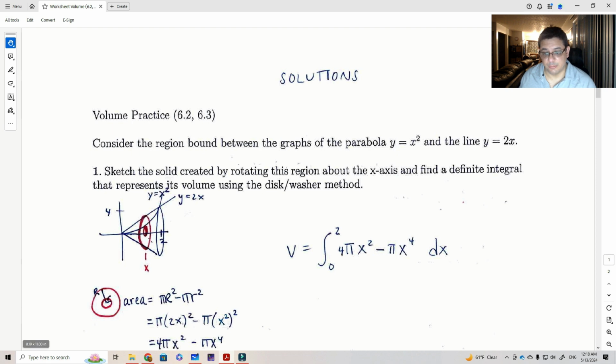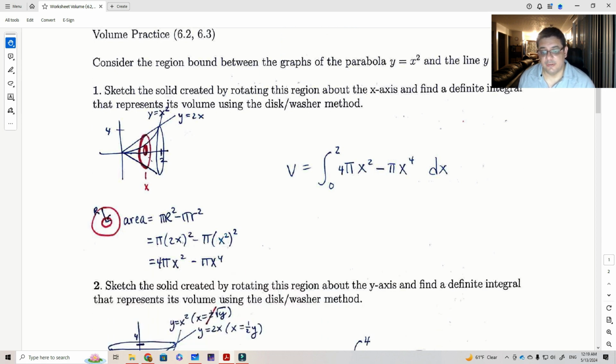Now the washer method, remember, is pi times the outer radius squared minus the inner radius squared. Here the radius that we have on top is given by the function y equals 2x, and the radius that we have below is given by x squared. So the area that we have here is represented by pi (2x) squared minus pi (x squared) squared. That's going to give me 4 pi x squared minus pi x to the 4. We can plug that in the formula for the volume, and then we have this volume formula for the washer method.